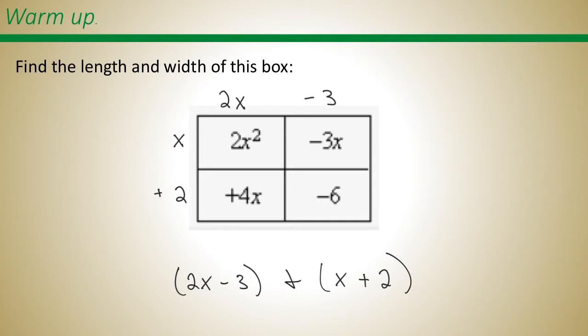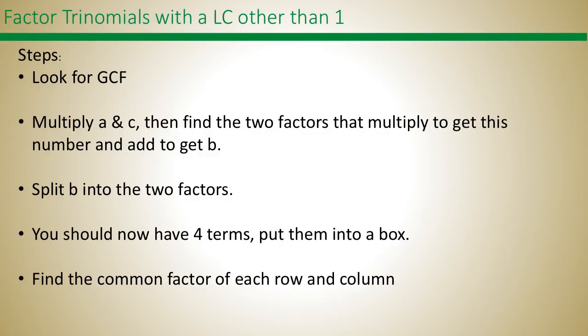So we're going to be factoring trinomials using this method. We're going to take our trinomial and put it in a box like this, and then these things that we see here are the factors of that trinomial. So let's take a look at that process. Our steps for doing this: we're always going to look for a common factor first. Is there a common factor of the entire trinomial? If so, we're going to pull that out.